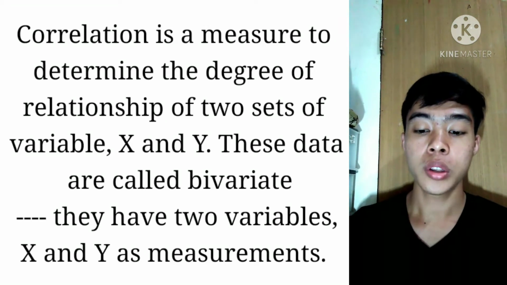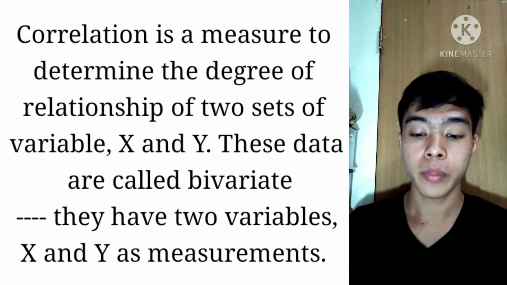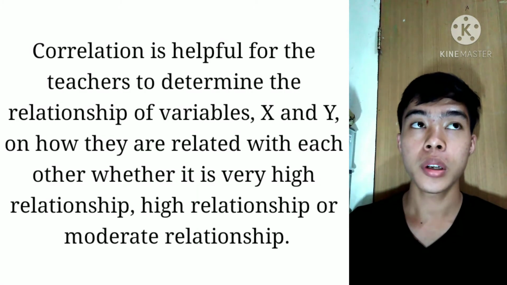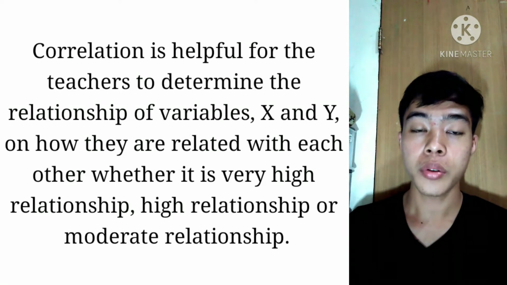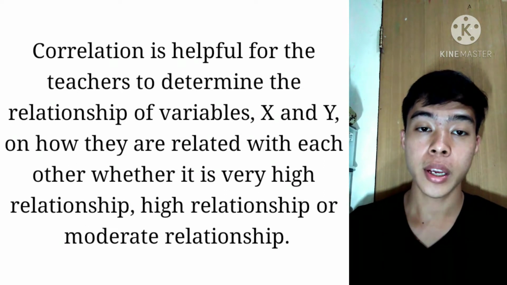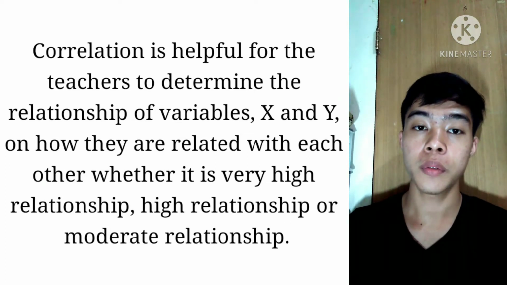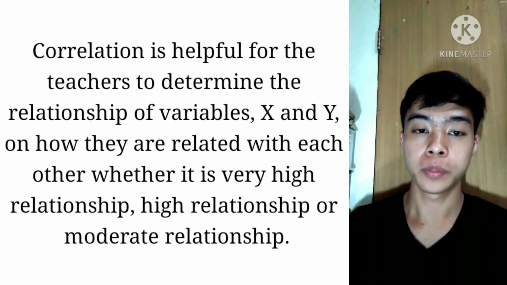So what is the correlation? Correlation is a measure to determine the degree of relationship of two sets of variables, the x and y. These data are called bivariate; they have two variables, x and y, as measurement. Correlation is very helpful for teachers to determine how the variables are related with each other, whether it is a very high relationship or a moderate relationship.